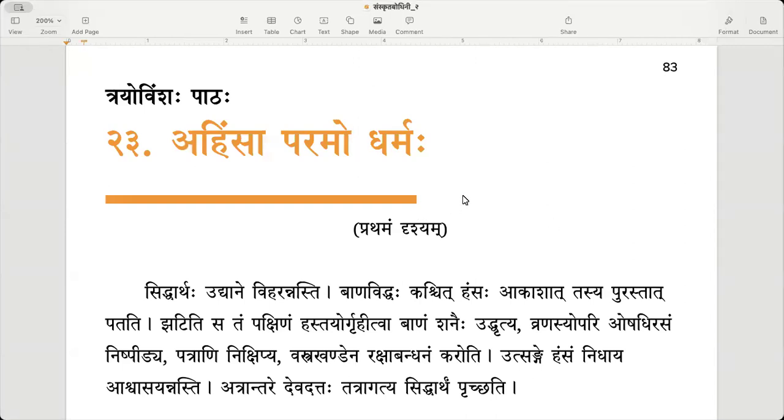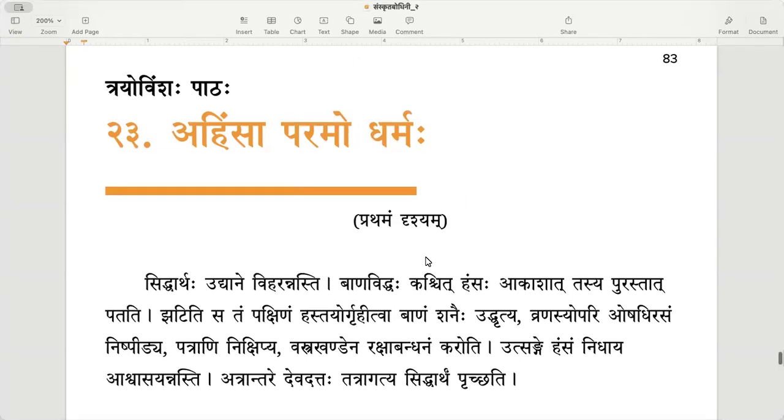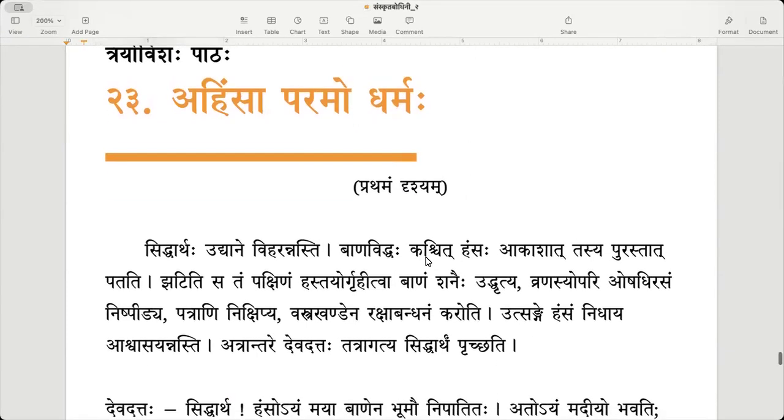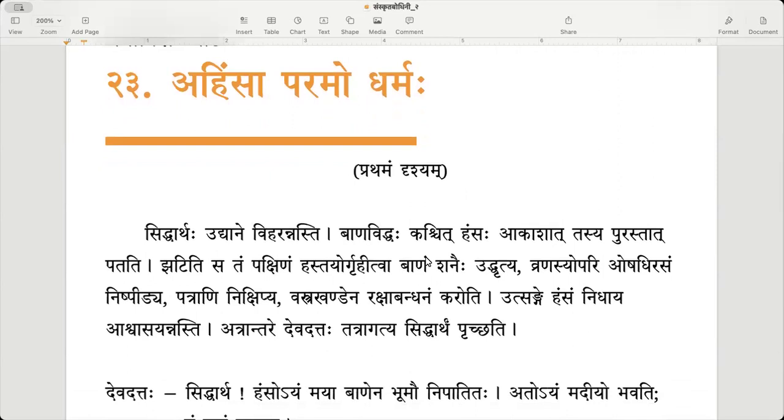Ahimsa paramo dharmaha. Ahimsa, that is non-violence, is the greatest dharma here. This is a story of Siddhartha and his cousin before Siddhartha becomes Buddha. You want to start, someone? Shankari?